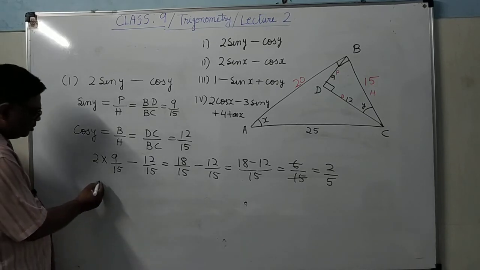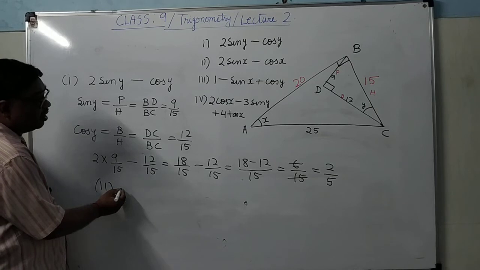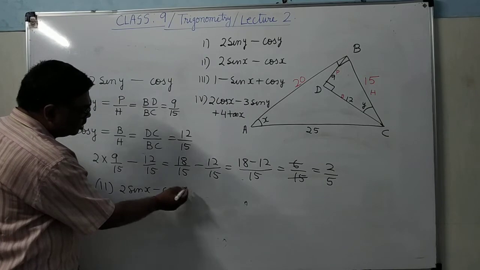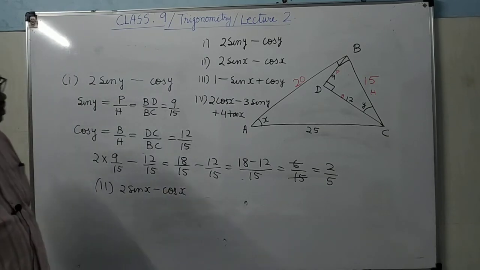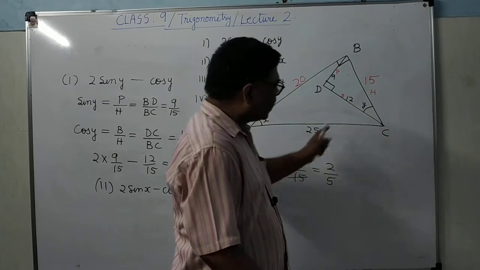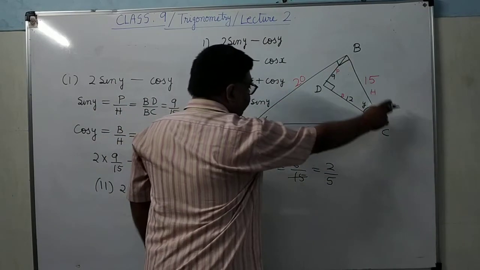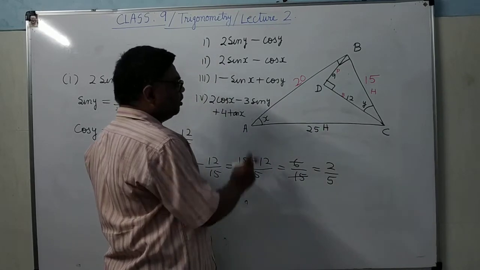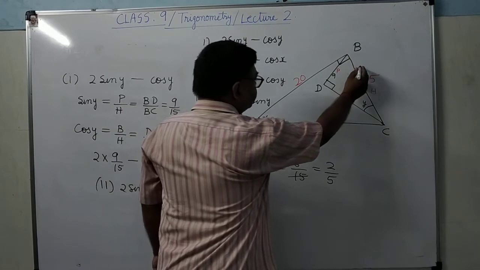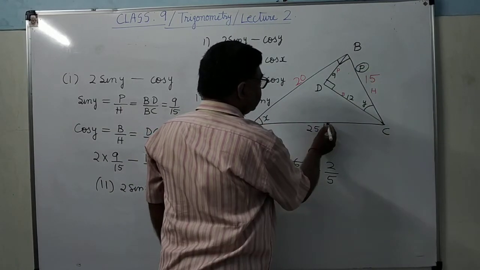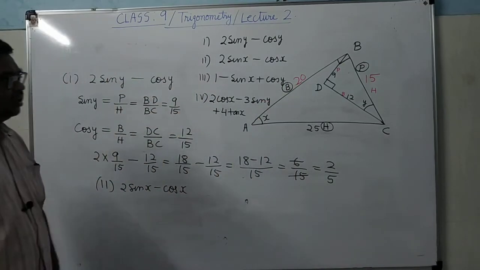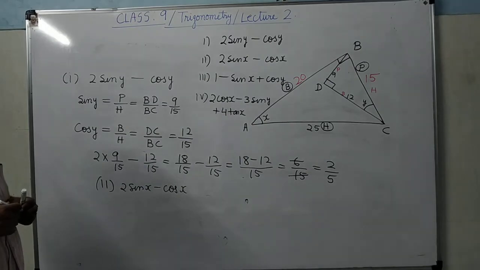Similarly you can do the second part. So see here, second part, 2 sin x minus cos x. So first you will determine sin x and cos x. For that you will take this triangle. In triangle ABC, what is hypotenuse? Hypotenuse will be this. It is clear. What will be perpendicular with respect to x? So this will become perpendicular. It is clear. And this side will become base. This I have circled, this circled one is for triangle ABC.